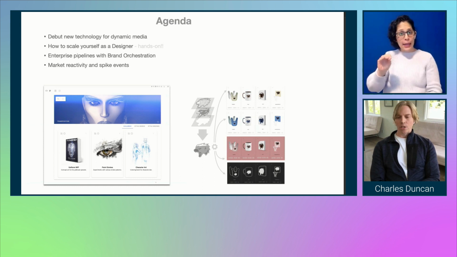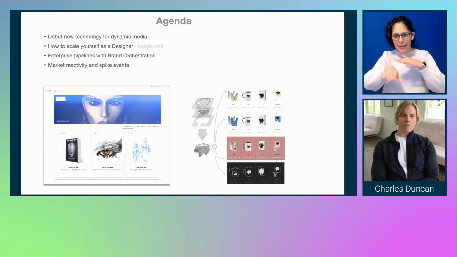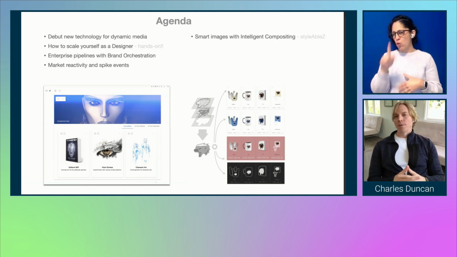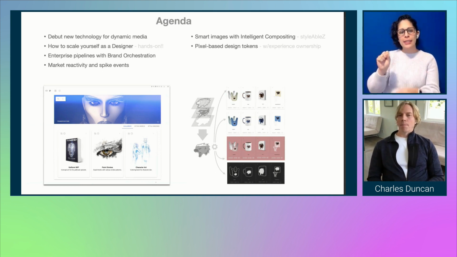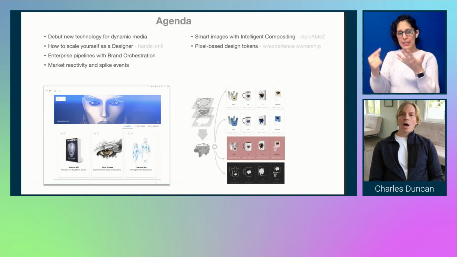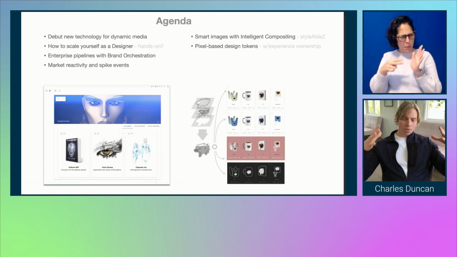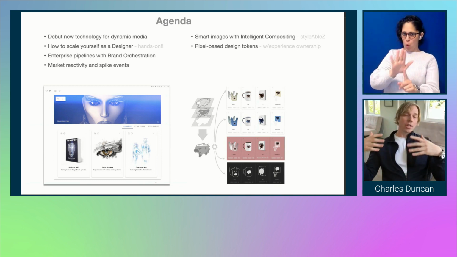A spike event is when you create some sort of promotional event where you have a large volume of customers that kind of flow in. And spike events are something you plan for in, say, holidays or any given event, maybe a sporting event, something of that nature. We're going to be looking at smart images with intelligent compositing. We're going to be using an open source language called Stylables to do so. And we're going to be talking about pixel-based design tokens with the ownership of your experience. And what I mean about experience ownership is your ability to maintain the experience for all the users of your product, including those using assistive technologies.